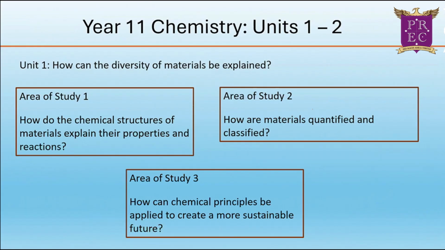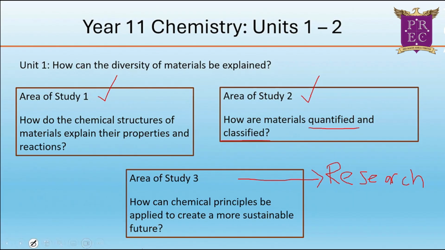Our units are further defined into respective areas of study, which can also be considered to be cumulative. Generally, you will start with area 1, which highlights chemical structures to explain properties and reactions, which is followed by how materials are quantified and classified. Area of study 3 for all your respective units is actually research-based, and this is indeed prescribed by VCA. For unit 1, your research should be based on how chemical principles can be used to create a more sustainable future. Sustainability is one of the current focuses of VCA as they continue to introduce more and more environmental principles into the study design. A key part is relating and understanding sustainability across the different topics that you study in chemistry.